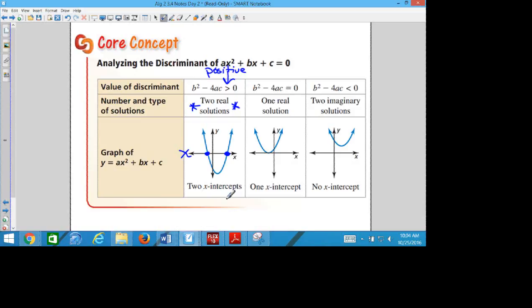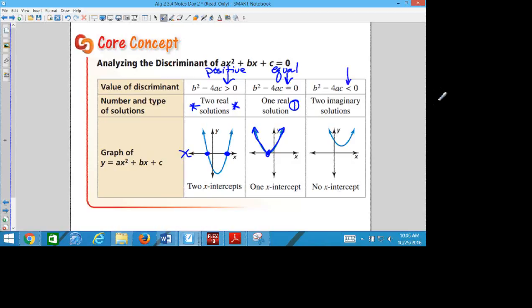If b squared minus 4ac is equal to 0, then there is one real solution. And that means that the vertex of the parabola will be right on the x-axis. It'll only touch the x-axis once.